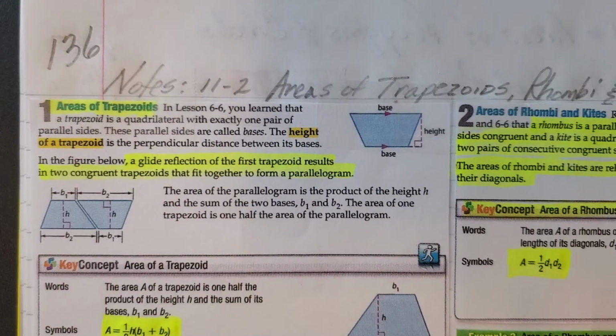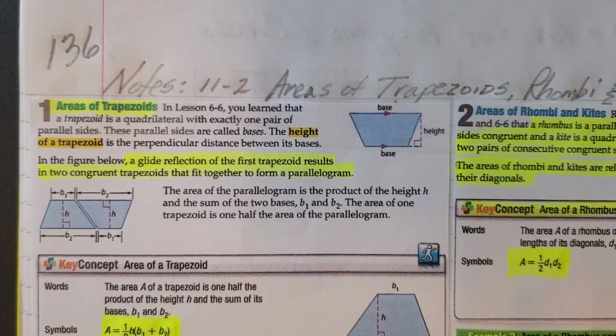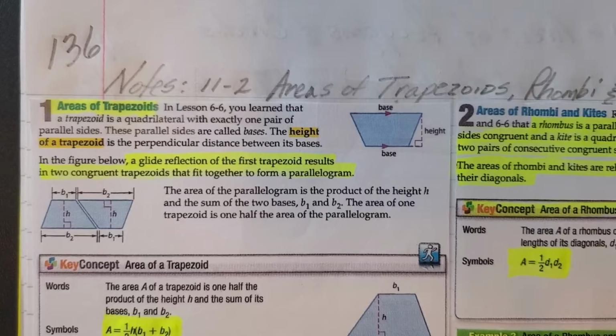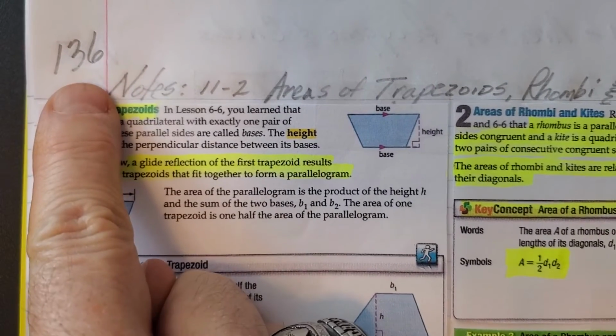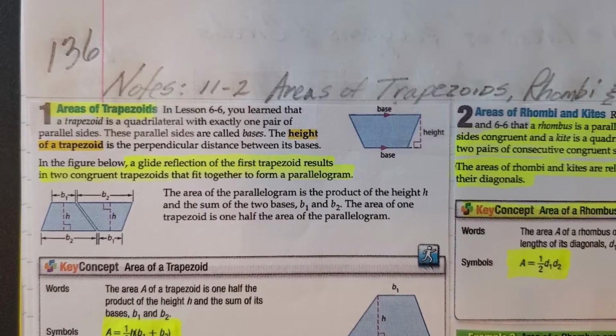All right, here we go, guys. This is geometry, areas of trapezoids, rhombi, rhombuses, and kites. And this is page 136 of your notes on 4/13 Monday.